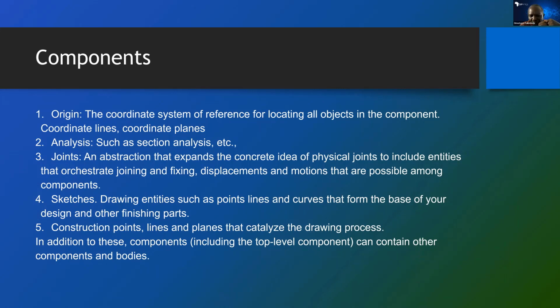If there's going to be a motion, then you have to know, is the motion going to be a rotatory kind of motion, like a revolving thing? Is it going to be a sliding thing? And so on. So the joint, again, will have that characteristic, depending on what kind of motion you want to make possible between those two components. So the joints orchestrate joining, fixing, displacements, and motions that are possible between two components and therefore among components.